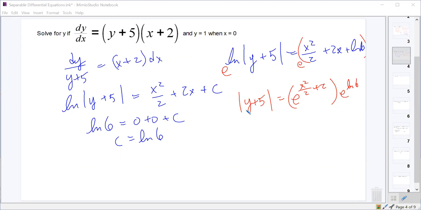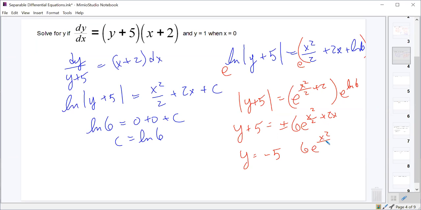All right, so now we're going to clear out the absolute value by making this y plus 5 equals plus or minus, and then we'll throw the 6 to the front, e to the x squared over 2 plus 2x. And we will subtract the 5, giving us y equals negative 5 plus or minus 6e to the x squared over 2 plus 2x. And we got to pick the correct one for our initial condition. So we'll just do that right now. If x is 0, e to the 0 is 1 times 6 is 6. So negative 5 plus or minus 6 needs to give us 1. So that should be a plus. Everybody good there? Yes.